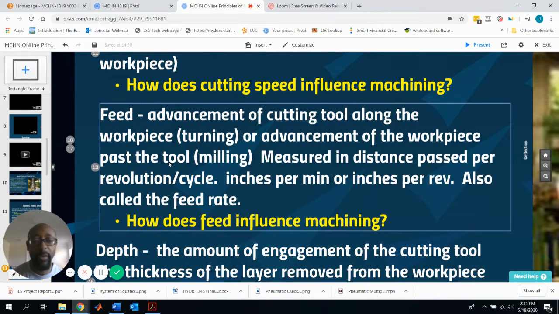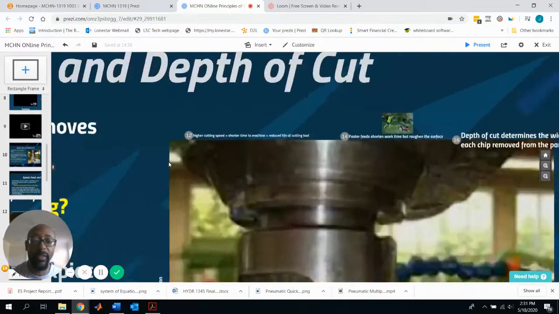Then you look at the turning process. In the turning process, you have the workpiece spinning, and then you have your work tool. Its feed rate is how fast it goes along that spinning part. This can be measured in distance passed per revolution or per cycle, inches per minute, inches per revolution. Anything like that is going to be your feed rate. So how does your feed rate influence your machining process?